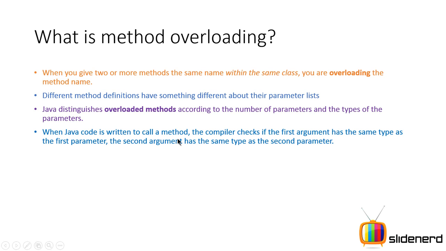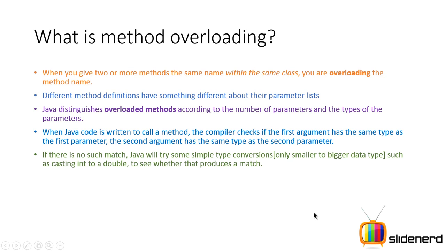When you write code to call the method, the compiler checks if the first argument has the same type as the first parameter, the second argument is the same type as the second parameter, and based on that, if there is no such match found, then Java will try to do some automatic type conversions, just like we discussed previously, where I said that the integer 3 is going to be promoted to a double, and the second method, which is double comma double, will be called. Small to bigger data type.